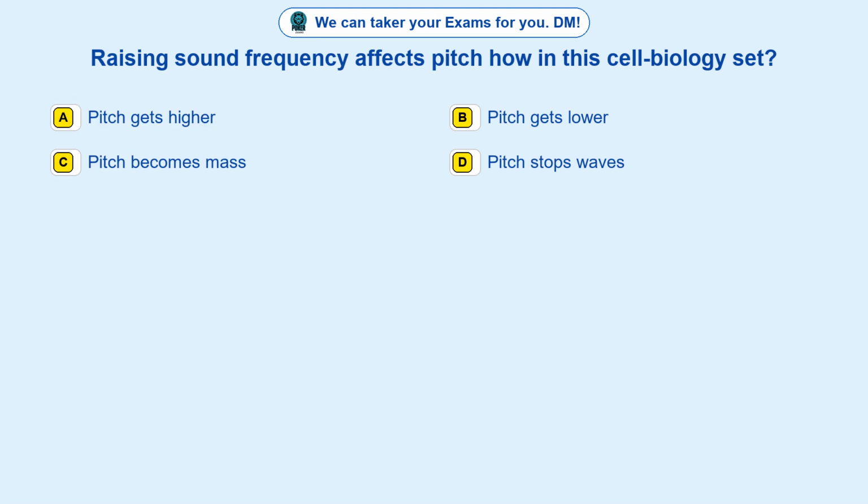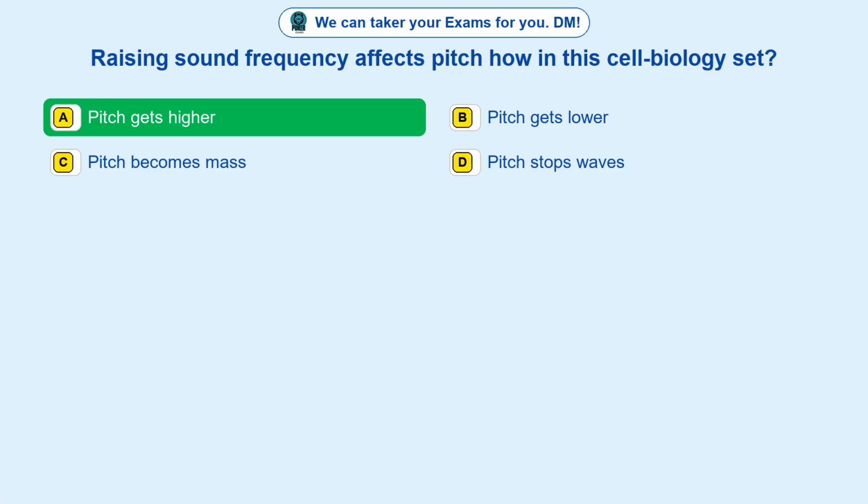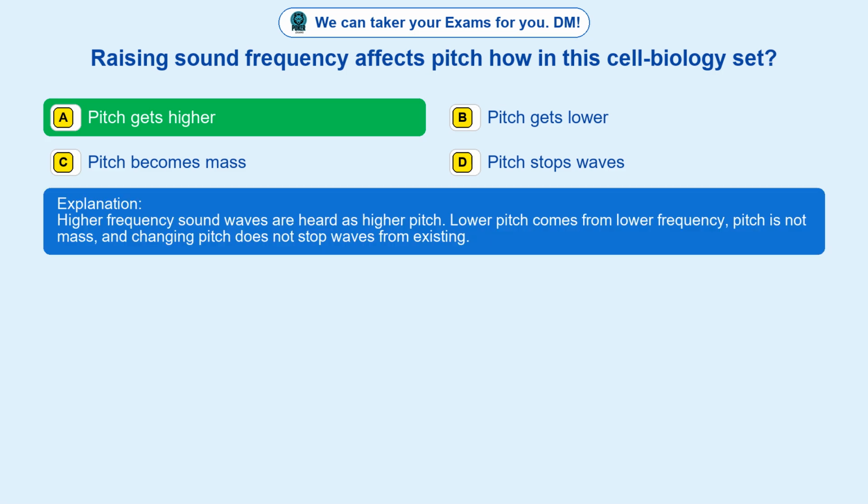Question 67. Raising sound frequency affects pitch how in this cell biology set? Option A, pitch gets higher. Option B, pitch gets lower. Option C, pitch becomes mass. Option D, pitch stops waves. The correct answer is option A. Pitch gets higher. Higher frequency sound waves are heard as higher pitch. Lower pitch comes from lower frequency, pitch is not mass, and changing pitch does not stop waves from existing.